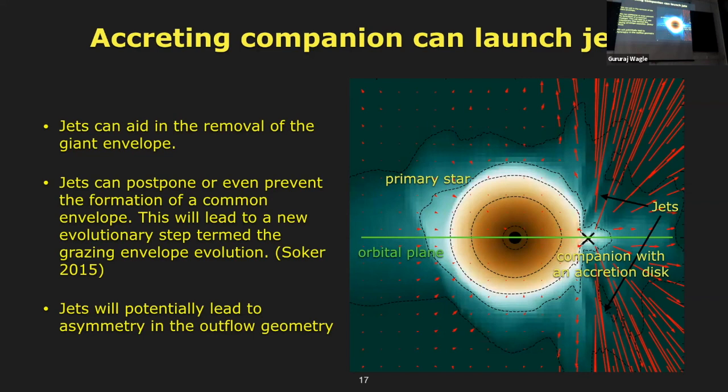And then we will have a grazing envelope, a term that was named by my advisor at the time, also Carlo. So you have a binary, you have a companion at the surface of the primary. It launches jets, so the orbital separation and the radius of the primary shrink simultaneously. So it seems like the companion is always raising the envelope while it's firing. Another effect of the jets is that they will affect the outflow, and they will cause some asymmetry in the outflow.